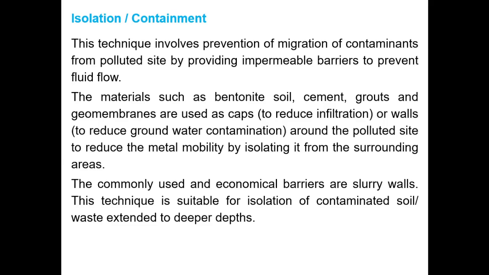This technique involves prevention of migration of contaminants from polluted site by providing impermeable barriers to prevent fluid flow. The materials such as bentonite, soil, cement, grouts, and geomembranes are used as caps to reduce infiltration, or walls to reduce groundwater contamination around the polluted site, to reduce the metal mobility by isolating it from the surrounding areas. The commonly used and economical barriers are slurry walls. This technique is suitable for isolation of contaminated soil or waste extended to deeper depths.